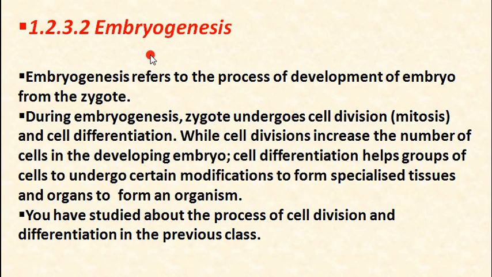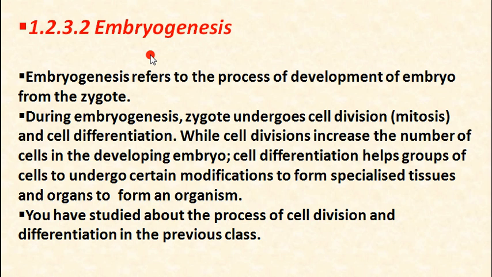Now the embryogenesis, the another post-fertilization event. So embryogenesis refers to the process of development of embryo from the zygote. Now zygote is completed. Here the development of embryo takes place after the formation of zygote or from the zygote. So during the embryogenesis, genesis meaning formation, and formation of what? Embryo, embryogenesis. So during the embryogenesis, zygote undergoes cell division.